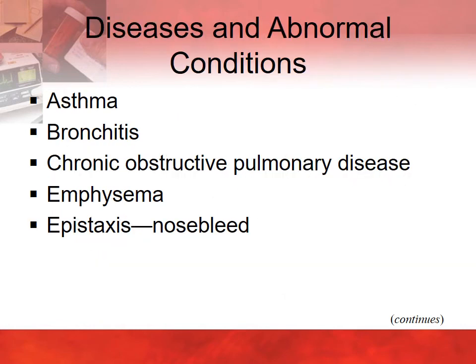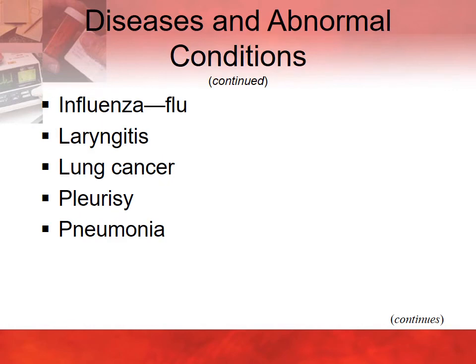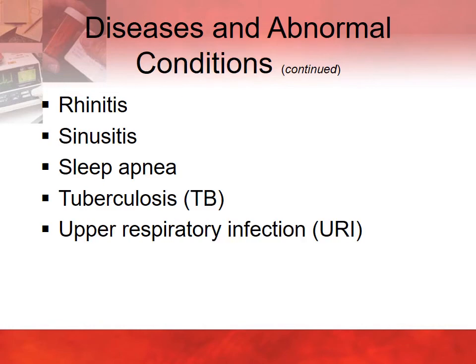Some of the diseases and abnormal conditions associated with the respiratory system, we have asthma, bronchitis, chronic obstructive pulmonary disease, so this is COPD, emphysema, epistaxis, which is a nosebleed, influenza or the flu, laryngitis, lung cancer, pleurisy, as well as pneumonia. Some other ones talked about: rhinitis, sinusitis, sleep apnea, tuberculosis, and then just kind of your standard upper respiratory infection.